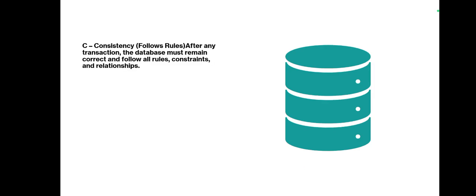Next point is consistency. Follows some rules, which means after any transaction the database must remain correct and follow all rules, constraints and relationships. In simple words, it means that after any transaction the database must remain correct. That is, after any transaction occurs, then the data in the database must not change. It should remain fixed, it should remain stable. That is what the consistency property means. If the person wants to change the data in the database, then the person, that is the user themselves, should change the data in the database and it should not get changed automatically, which is all about consistency.